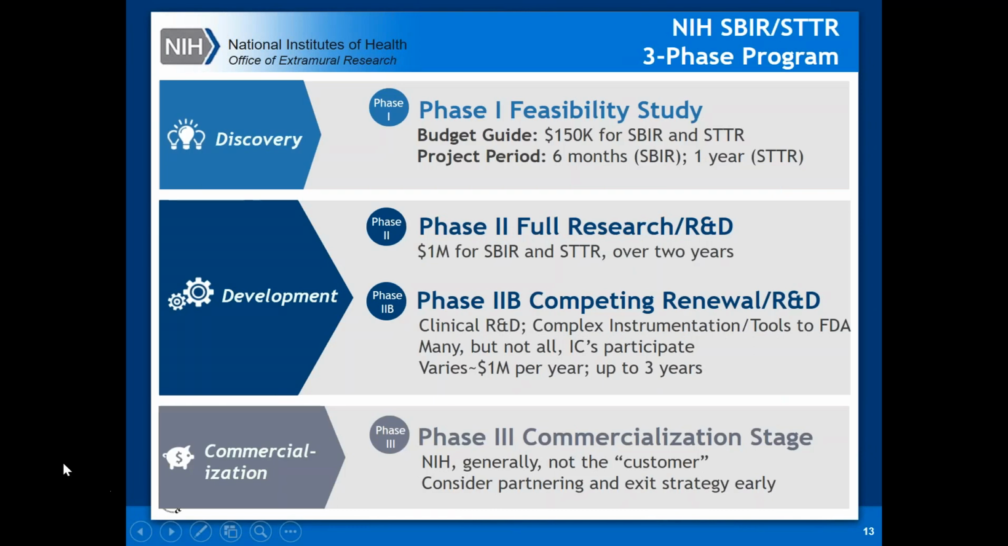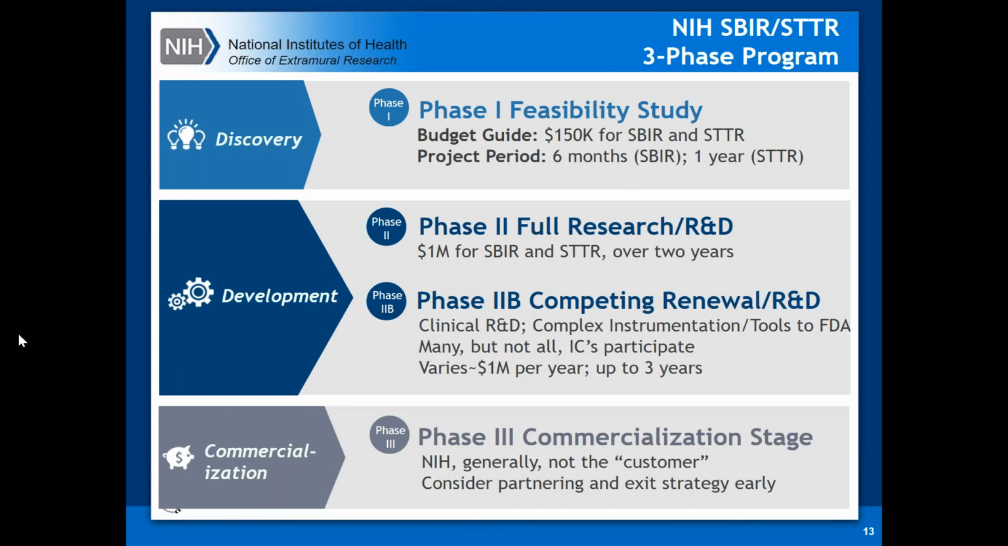As you may already be aware, the SBIR and STTR program is a three-phase program. We look at phase one as discovery. It's when you look at feasibility. The budget for phase one awards is $150K for SBIR and STTR. The project period is 6 months for an SBIR and 1 year for an STTR. There is some flexibility; we'll get into that in a later slide. With respect to development work under phase two, that's full research and development. As you can see, it's $1 million for SBIR and STTR over 2 years. That's not $1 million per year, but $1 million over 2 years.